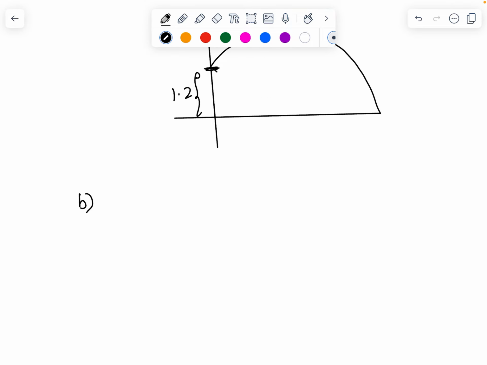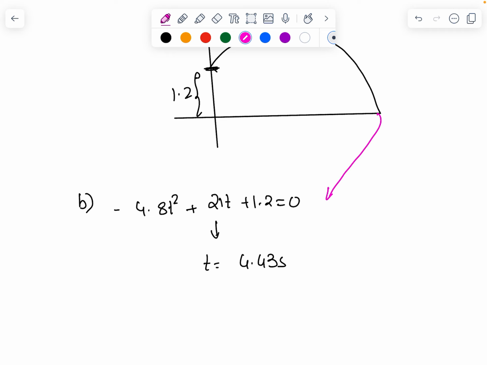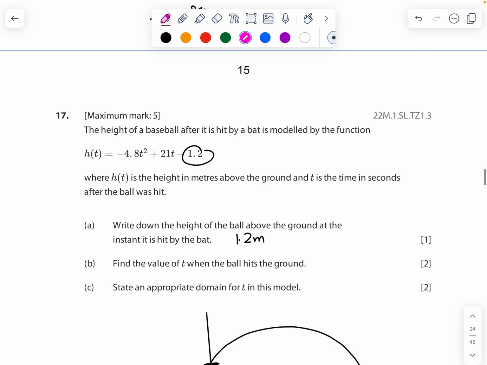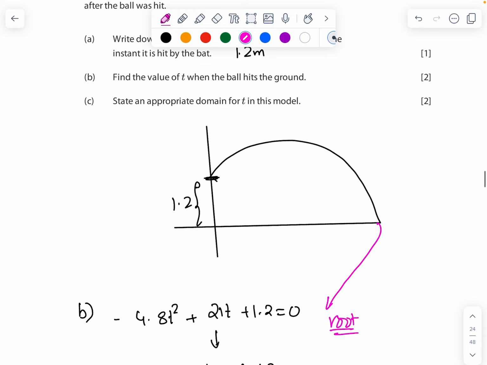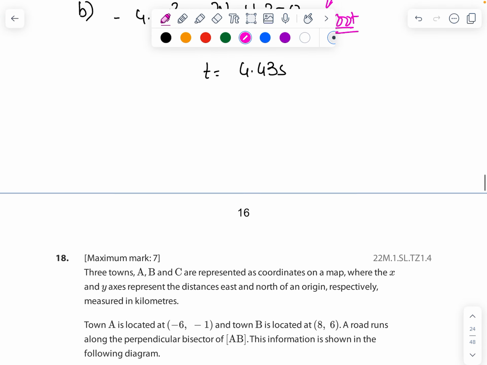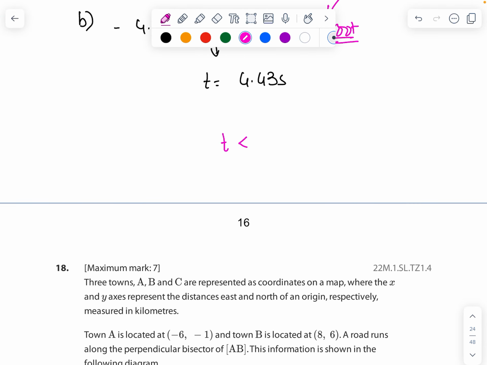So for part B, minus 4.8, either you can find the x-intercept or you can use this formula. Use the equation solver, you should be getting t equals 4.43 seconds, or else the x-intercept root also will give you the same answer. Part C, state an appropriate domain for the t for this model. We know that time always starts from 0 and its maximum is nothing but our 4.43 seconds. That's going to be the domain.